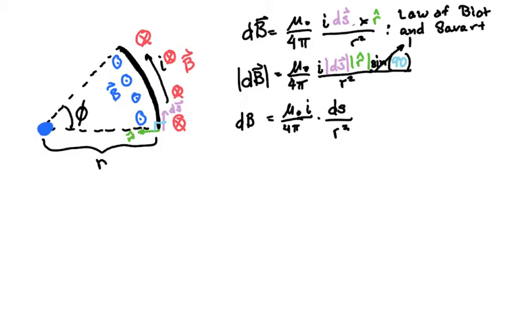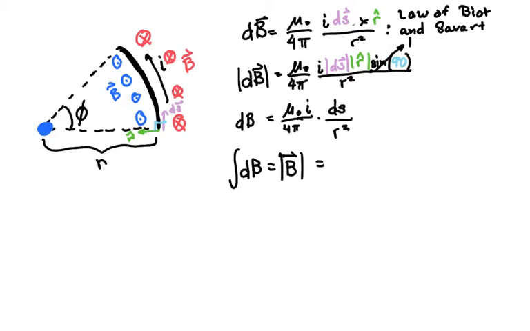Now we can continue. We have two differential elements, our differential magnetic field element and our differential path element. So what are we going to do? We are going to integrate both sides. So let's go ahead and do that. As we integrate the left-hand side, we just get the strength of the magnetic field.